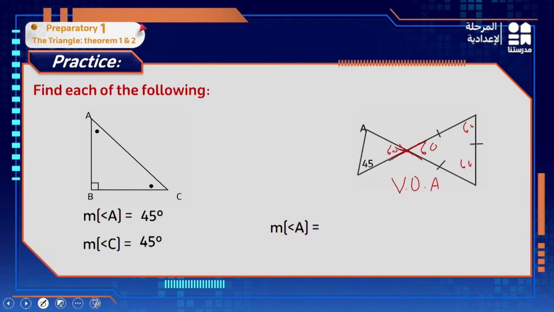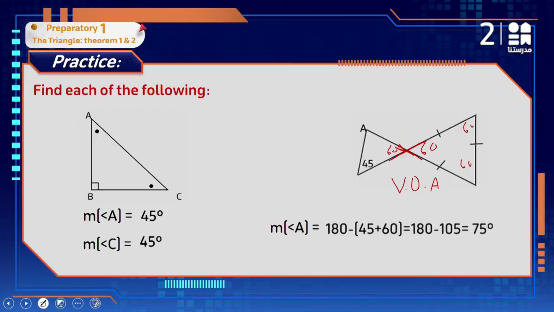Vertically opposite angles. So to find the measurement of angle A, we need to add 60 plus 45, then subtract it from 180 because the sum is 180. So the answer here: 180 minus (45 plus 60), which is 180 minus 105, equals 75. So the measurement of angle A is 75.